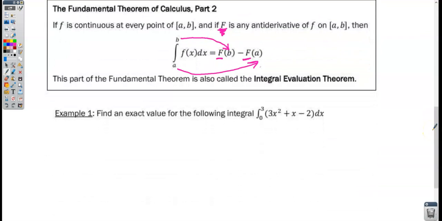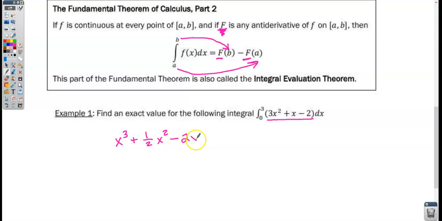Example 1. Find an exact value for the following integral. So I want to find an antiderivative of the quantity 3x squared plus x minus 2. And I'm going to show you in this how I want your notation to look as well. So first we're going to find the antiderivative. What do I take the derivative of to get 3x squared? x cubed. What do I take the derivative of to get a plus x? Well, that's a plus 1/2 x squared. When I take the derivative of this, I get this. And what do I take the derivative of to get minus 2? That's minus 2x.